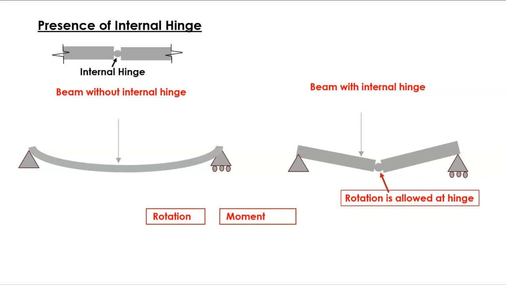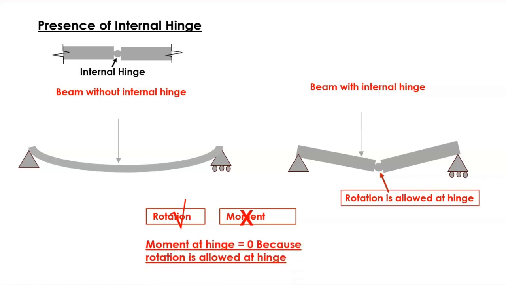Now what is the relation connecting rotation and moment? If rotation is not allowed, there will be moment. If rotation is allowed, there will not be moment. That is the relation connecting rotation and moment. So that means moment at hinge equals 0 because rotation is allowed at the hinge.